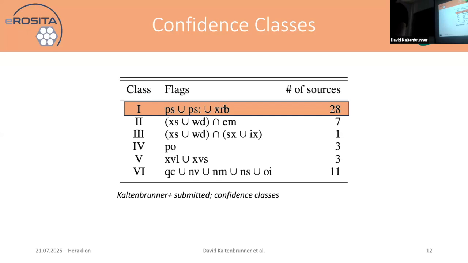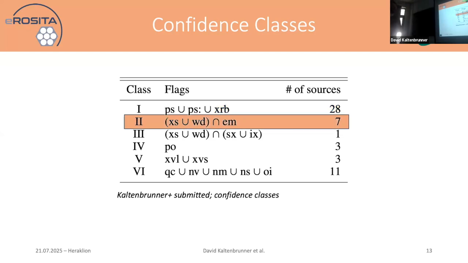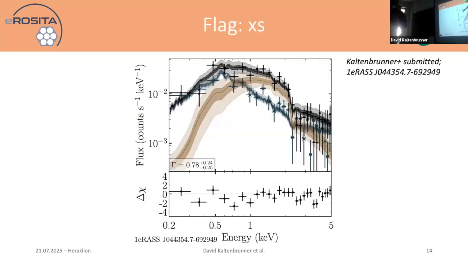The next class is also fairly certain objects. Here we don't have a spin period yet, but we do have an X-ray spectrum that matches that of either a neutron star or a super soft source, which would then be a white dwarf. And we have the optical spectrum, which shows us the emission lines. So the X-ray spectrum from eROSITA typically looks like this.